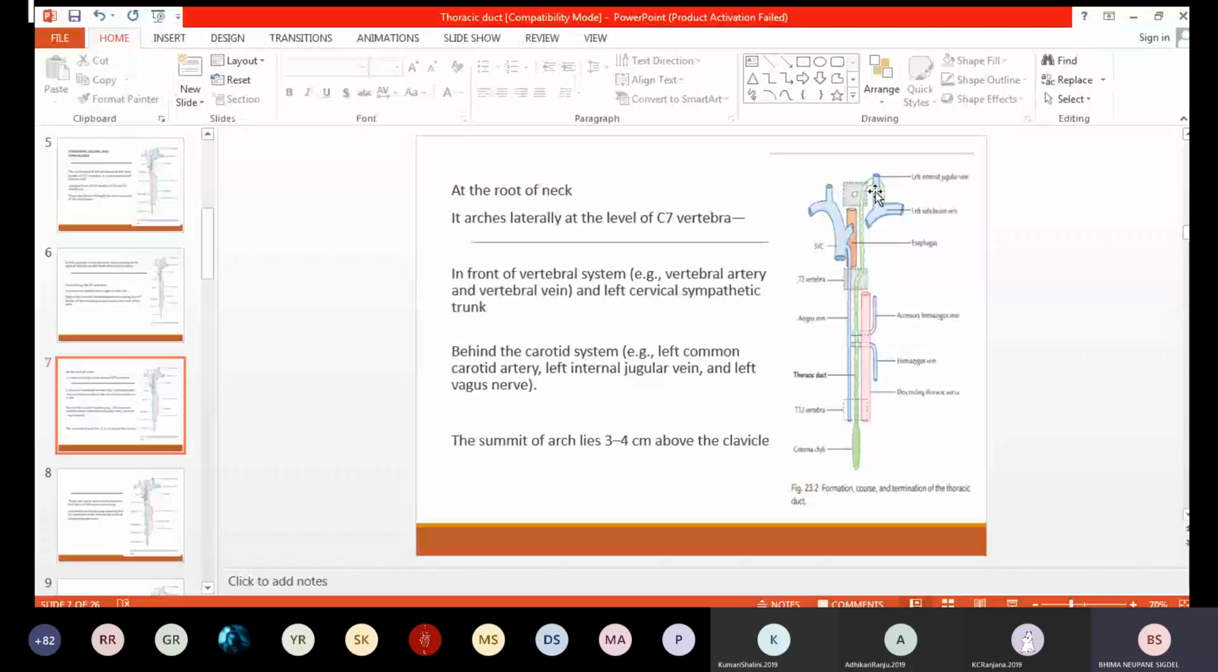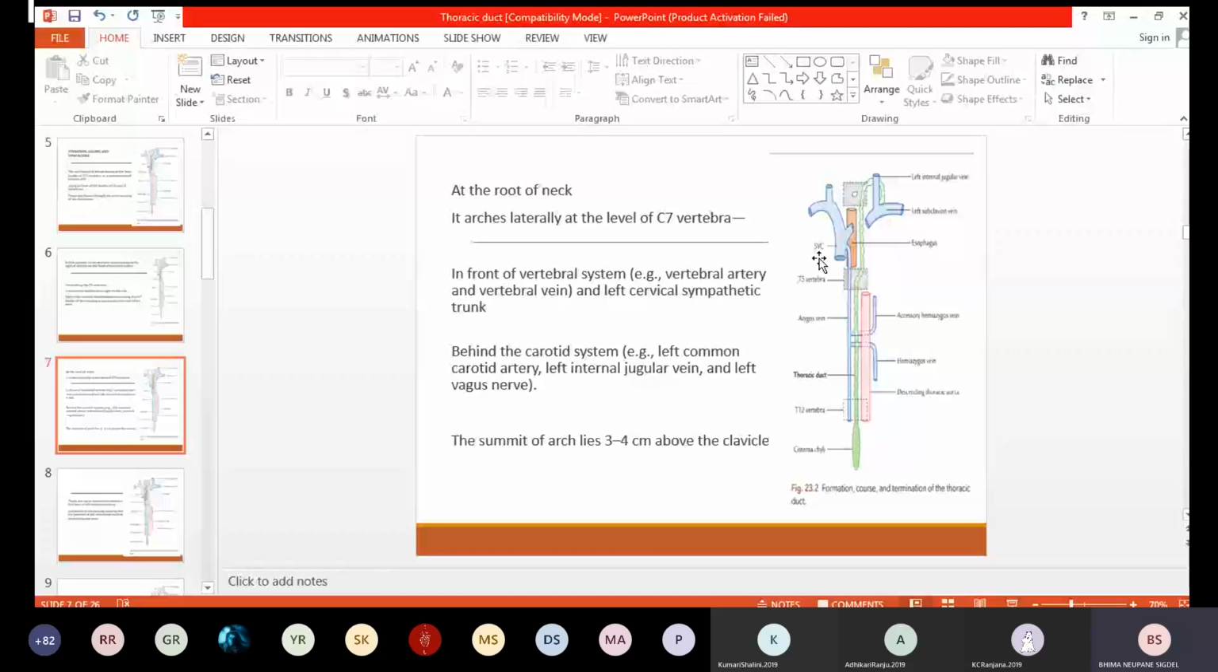So first it was vertically upward, and then at the level of C7 it arches laterally, turns downward, and terminates at the junction, in this part only. So it arches at the level of the 7th cervical vertebra, which you have to remember. The 12th thoracic vertebra was one demarcation point.